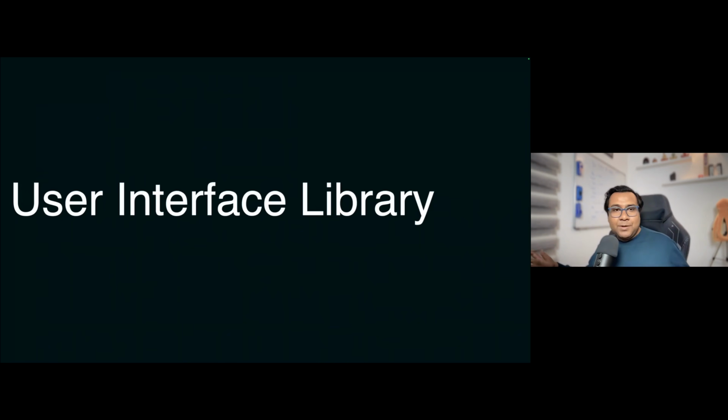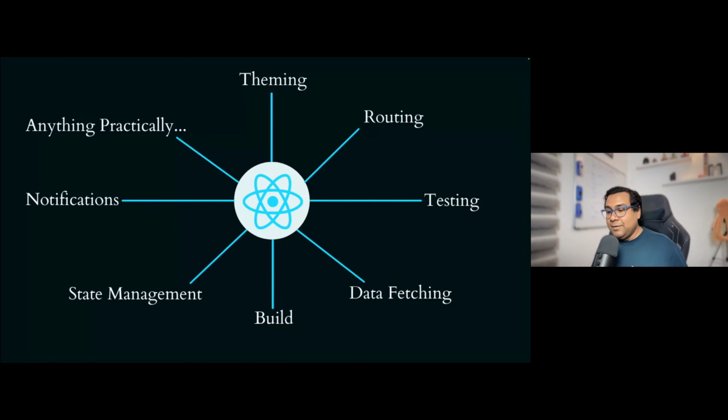Okay, now the last part is about the user interface library. Yeah, React is a user interface library. Its job is to provide you all the facilities, all the utensils so that you can build component based architecture, thus the user interface. However, the application is not just about the user interface. There are multiple other things that are required for a user interface to be usable.